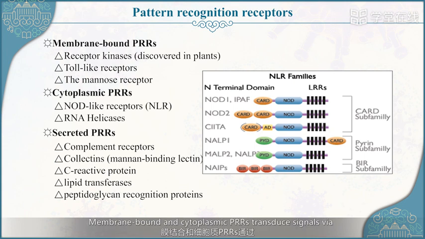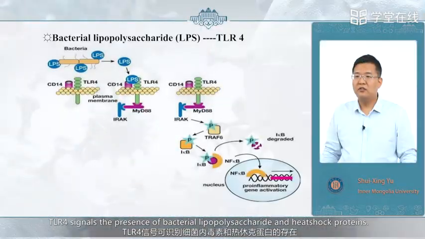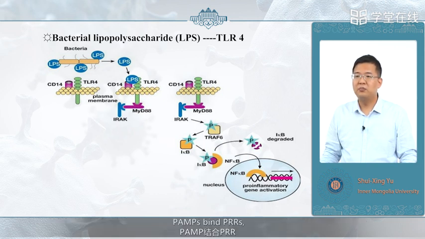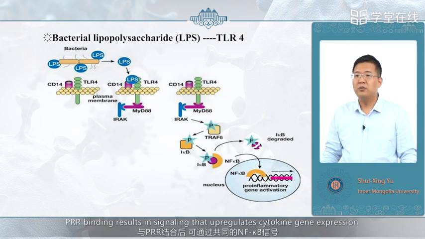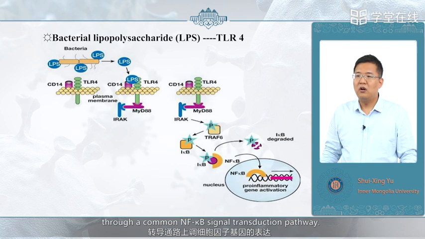Membrane-bound and cytoplasmic PRRs transduce signals via the same molecular pathway to activate the inflammatory response. TLR4 signals the presence of bacterial lipopolysaccharide and heat-shock proteins. PMPs bind PRRs, especially toll-like receptors, mannose receptors, and glucan receptors. PRR binding results in signaling that upregulates cytokine gene expression through a common NF-kappa B signal transduction pathway.